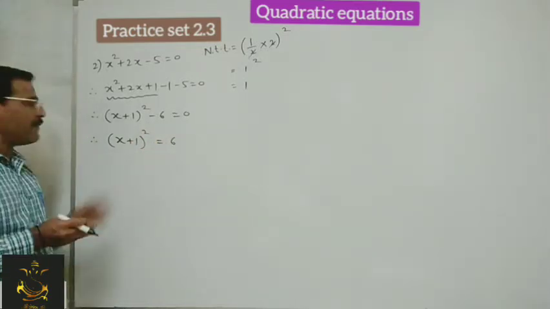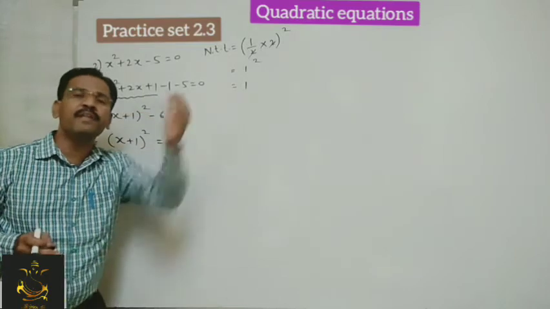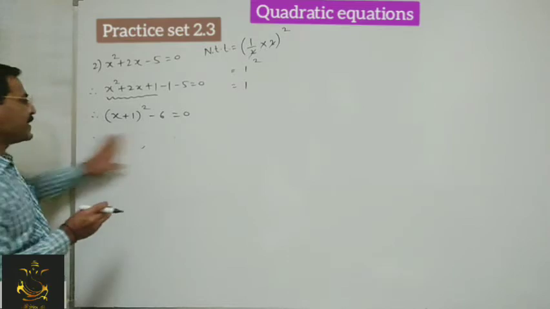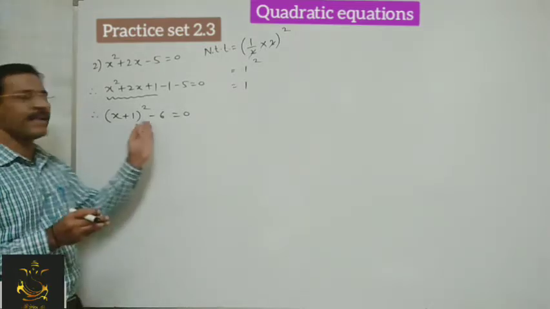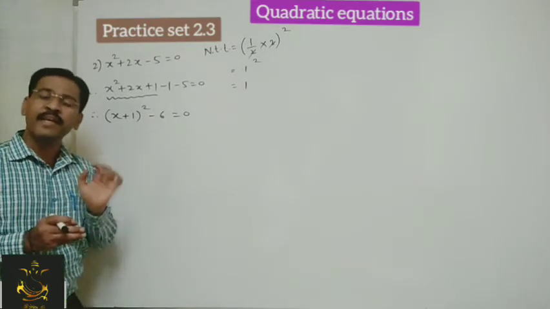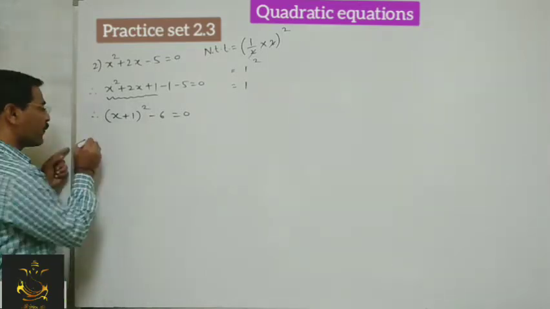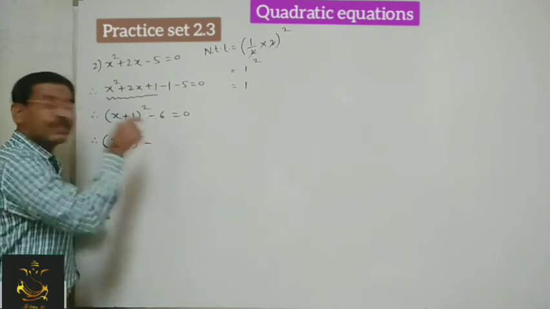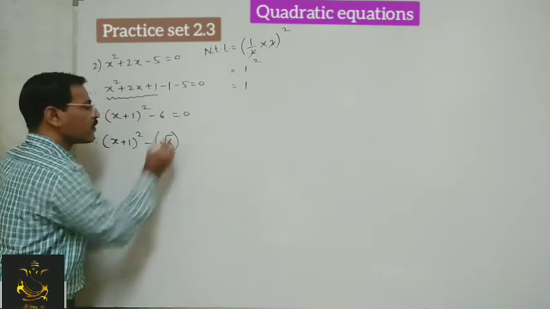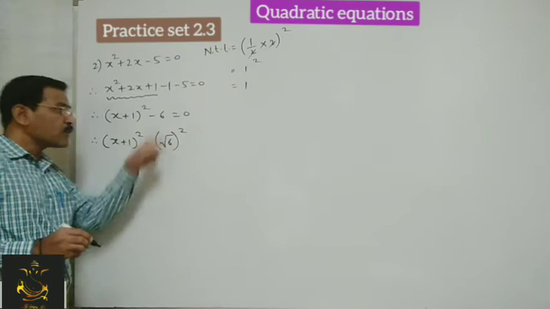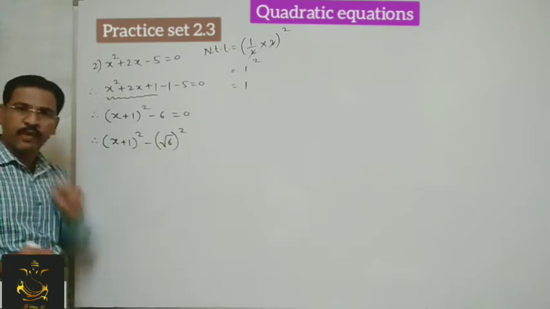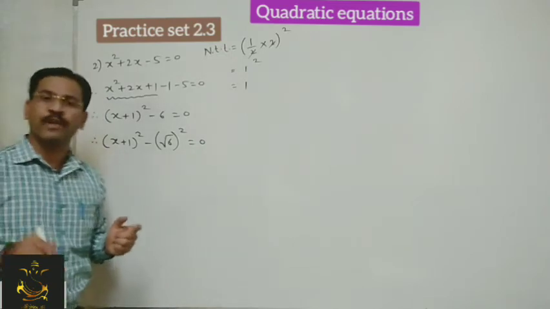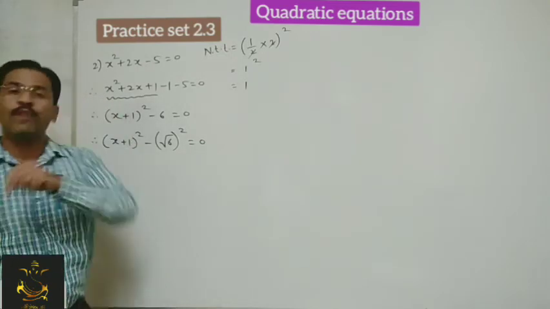Sometimes I will tell you one different part of this example also. You can keep this one as it is, instead of taking minus 6 to that side. How can you write it? If you observe here, x plus 1 bracket square, and this 6 is the square of root 6. Okay, friends? Is equal to 0. Now it is in the form of a square minus b square. You can write in this form also.